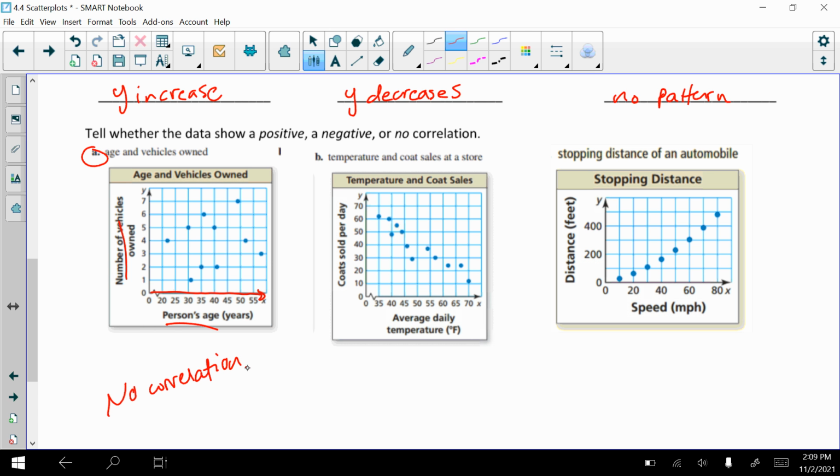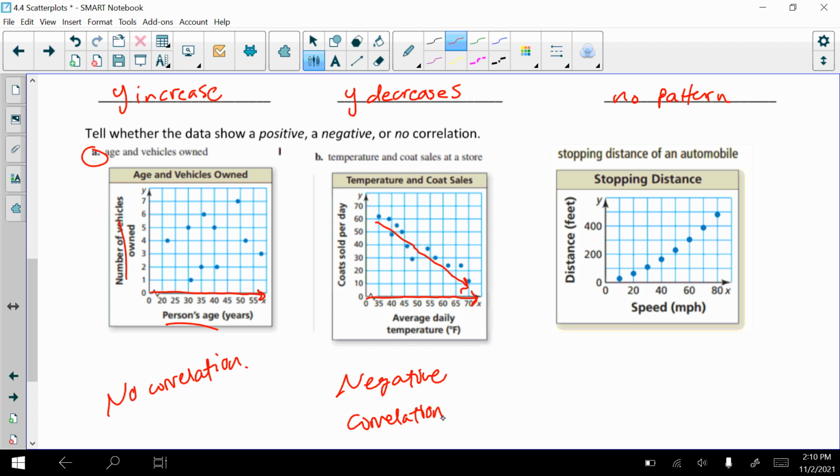Let's look at this one. Average daily temperature and coats sold per day. So as I'm moving from the left to the right, meaning the temperature is going up, well, I can clearly see that this data is trending downwards. The Y values are going down. As the X values increase, my line would be going down like that. I have a downward trend. That means I have a negative correlation in that sense.